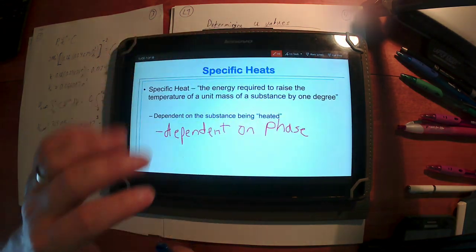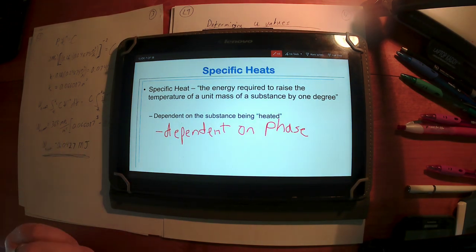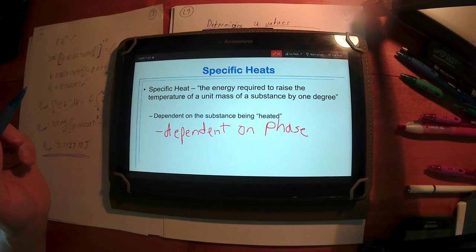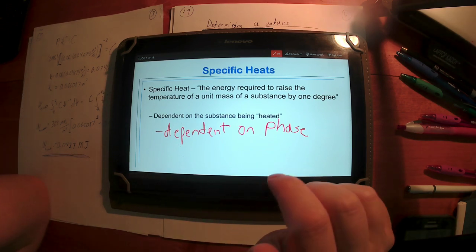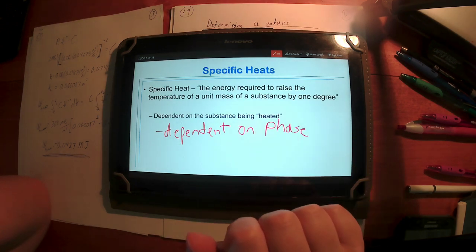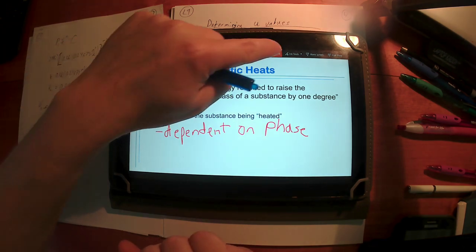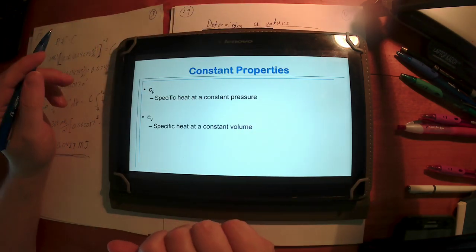Liquid water has a much higher specific heat capacity than steam. Water vapor does. The molecules are more closely packed together in the liquid form, and therefore it takes more energy to raise those molecules' temperature to get them at a higher state. Okay.